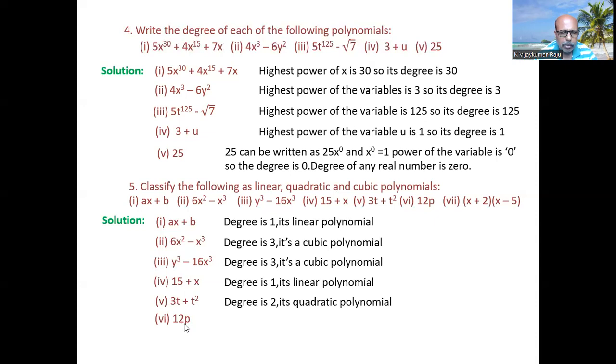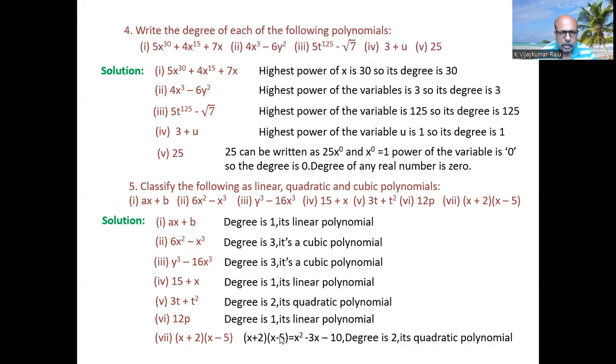Here, 12p, power of the variable is 1. It's a linear polynomial. Now, x plus 2 times x minus 5. If you multiply, it will become x squared minus 3x minus 10. So here the power becomes 2. So degree is 2. It's a quadratic polynomial. If it is given in this way, you will have to multiply it. You can't just look at this variable and say 1 is the power, therefore degree is 1. No, you'll have to multiply it, and after multiplying, from the highest power which you get, you will decide the degree and then write the nature, or the type, of the polynomial.